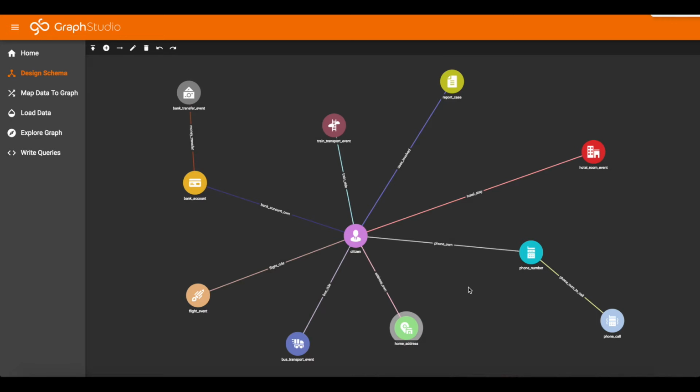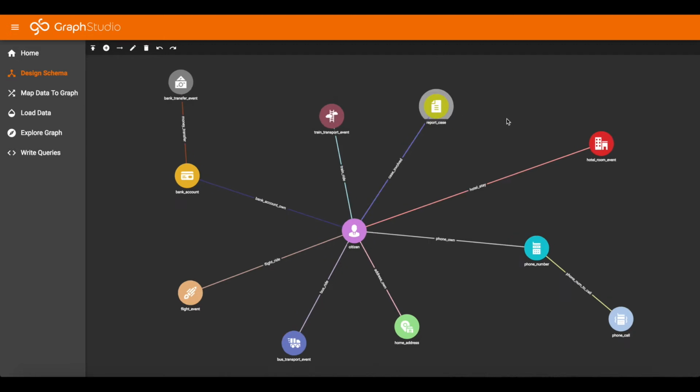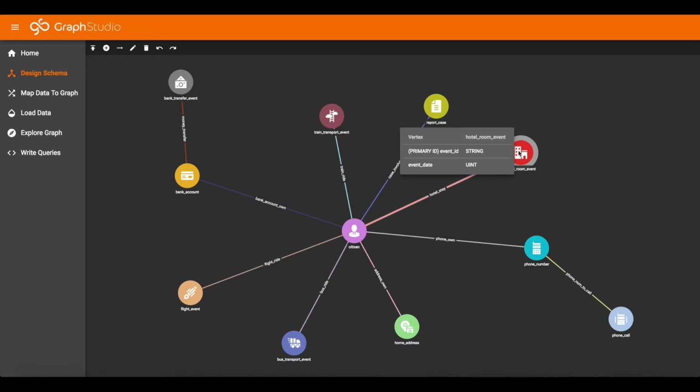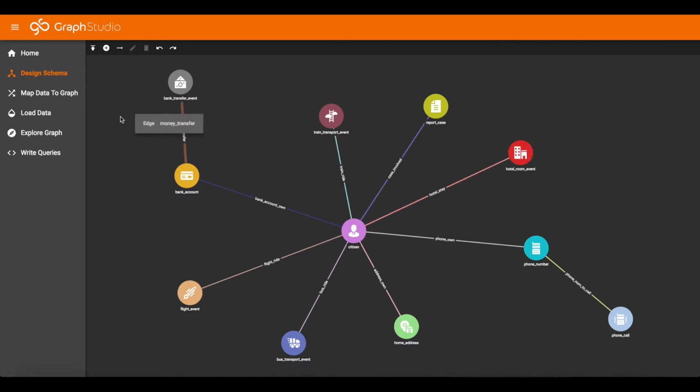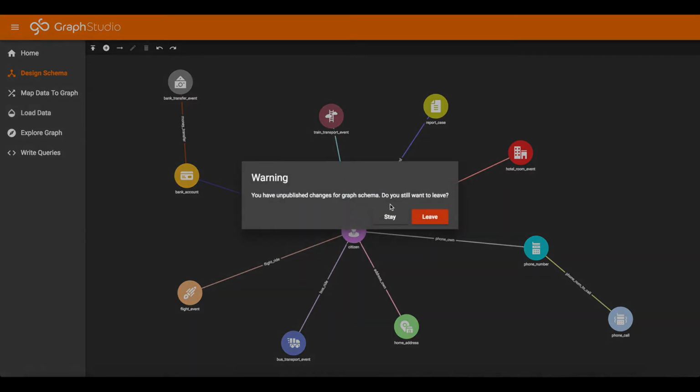Now, interestingly, we also keep track of whether the person has any known police reports. That is recorded in the report case vertex type. This is the report case vertex type, which is used to record if there's any known police reports. And finally, we also record any hotel stays. So those are the 10 different types of vertices.